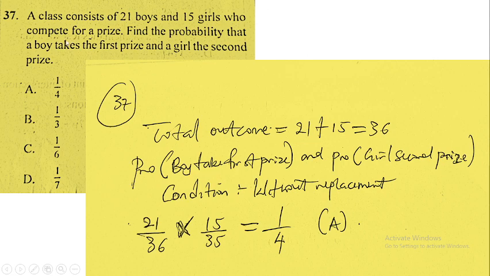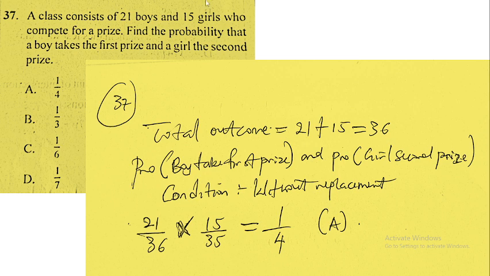Now, if you interpret this question very well, total outcome is 21 plus 15, and that gives us 36 as total outcome. Then the question is based on prizes. Then they said that the probability that a boy takes the first prize and a girl takes the second prize, and you can see that the question is a probability without replacement, if you look at it very well.